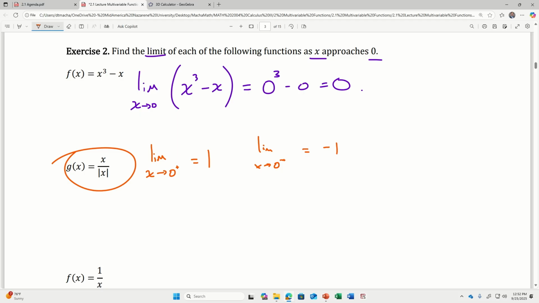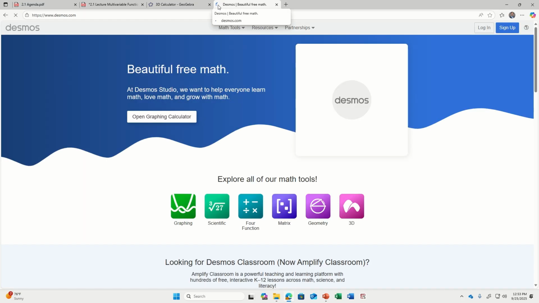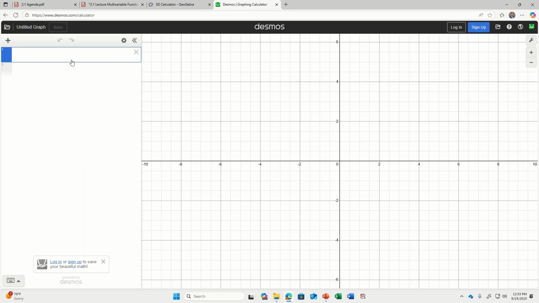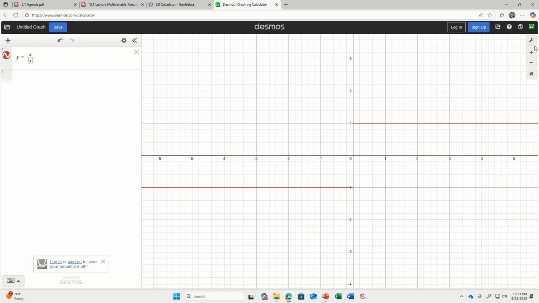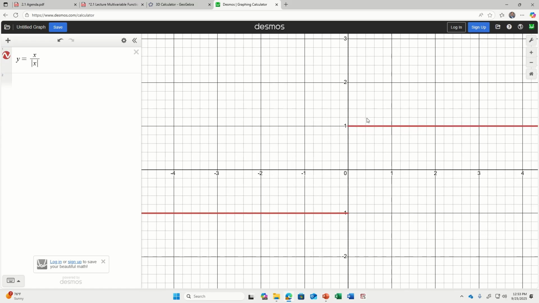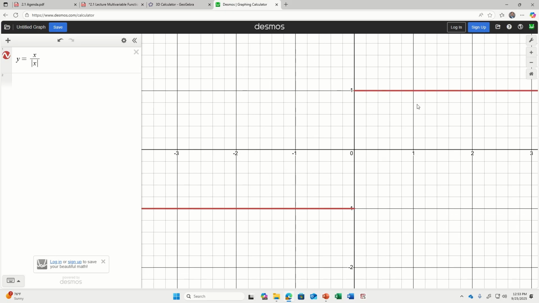And this graph looks like this, right? It's positive 1 on the right side, it's negative 1 on the left side, so the right side limit is positive 1, the left side limit is negative 1, and they don't meet up, so the limit doesn't exist.